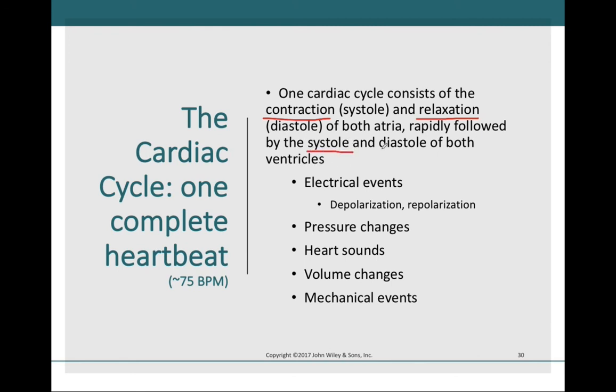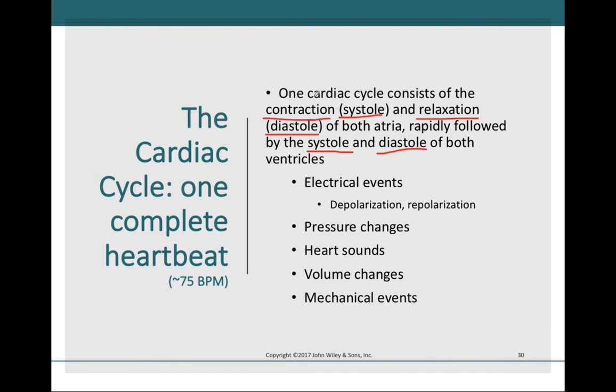Now, some new words that I'm going to add to our vocabulary are systole and diastole. Systole is just a fancy word for contraction, and diastole is a very fancy word for relaxation. So systole just refers to contraction of a chamber.